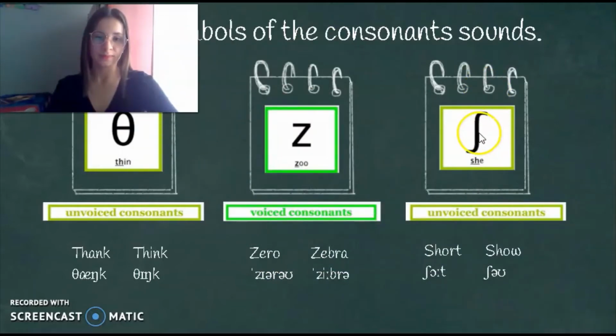And this symbol is sh. The pronunciation of this word is she. This symbol is an unvoiced consonant. The pronunciation of this word is show, and this word is chow.